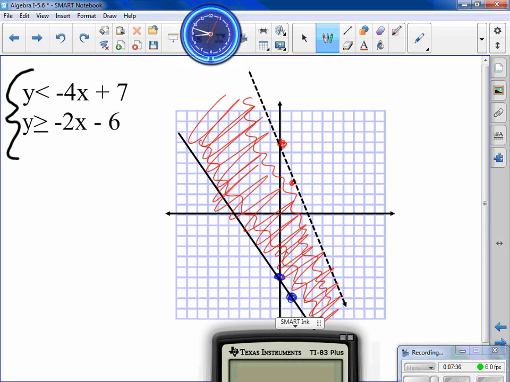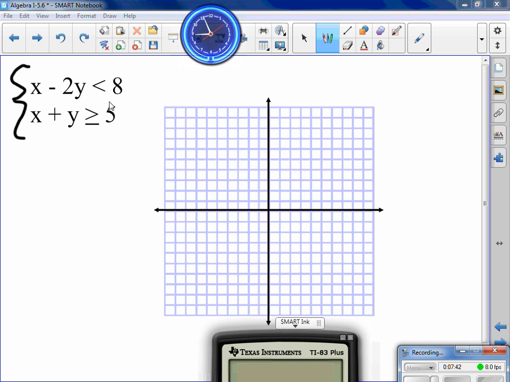For this problem, I have x minus 2y is less than 8. X plus y is greater than or equal to 5. First thing I'm going to do is move the x over. Negative 2y less than negative x plus 8. Divide everything there by negative 2. So I have y is greater than 1/2 x minus 4. Everything has to be divided by negative 2.